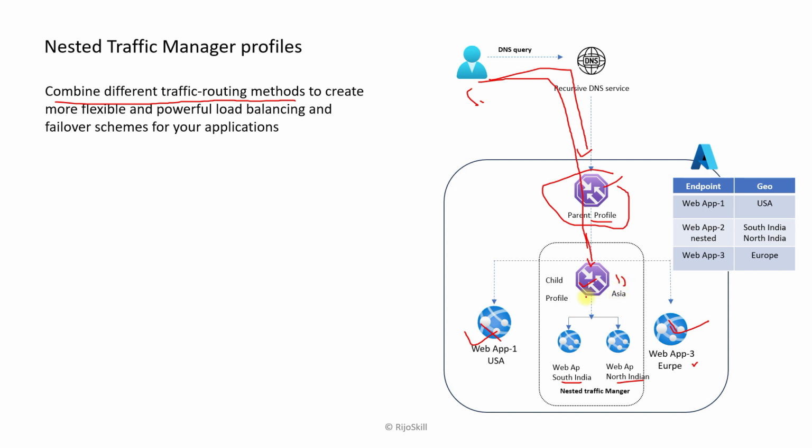This profile is used for distributing traffic, for example with weighted routing. I need to transfer my traffic equally to both South India and North India. So simply, a nested profile means a combination of different traffic routing methods. Here you can see I have a parent profile and a child profile. The parent profile's routing method is performance routing, and the child profile I am using for the distributed traffic method. Okay, so now you understand what the nested Traffic Manager profile is.